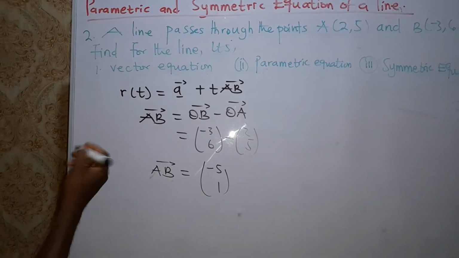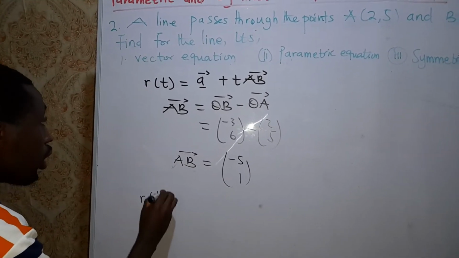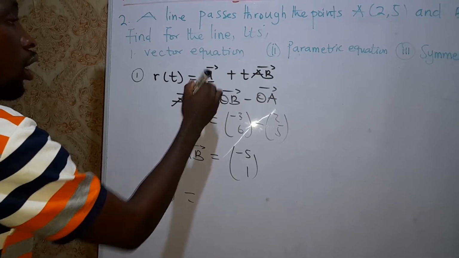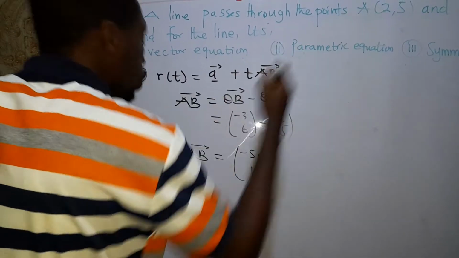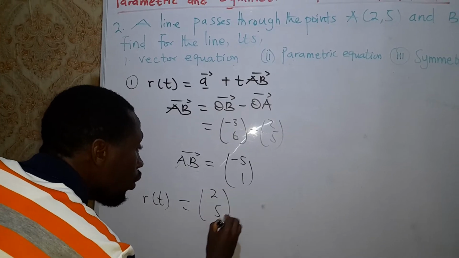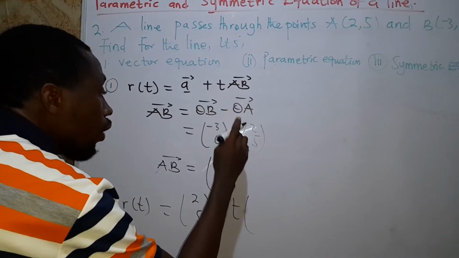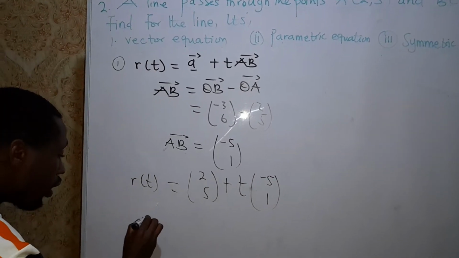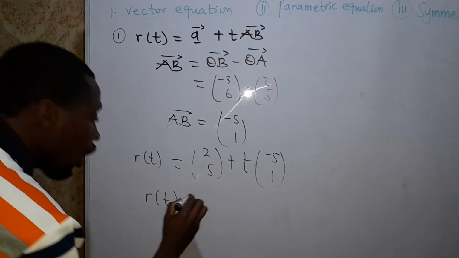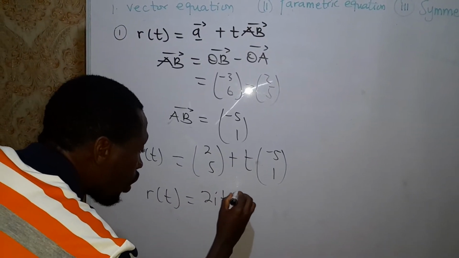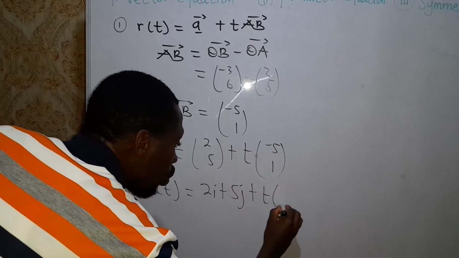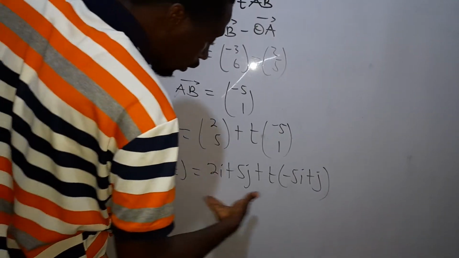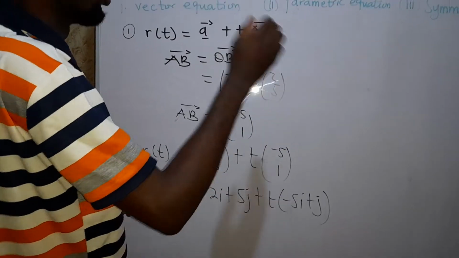So we can find our vector equation. This is our first equation: r of t is equal to the point A in vector form. What is the point A? That's (2, 5). So we have (2, 5) plus t times the directional vector AB, which is (-5, 1). You can rewrite this in scalar vector form as 2i plus 5j, then plus t times the bracket -5i plus j. Then that becomes the vector equation of the line.